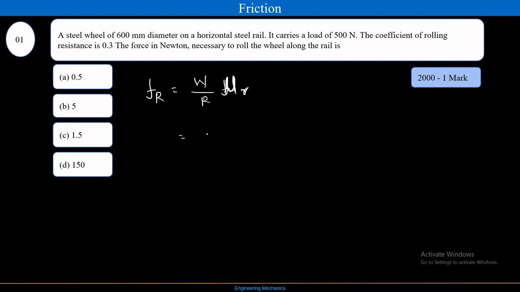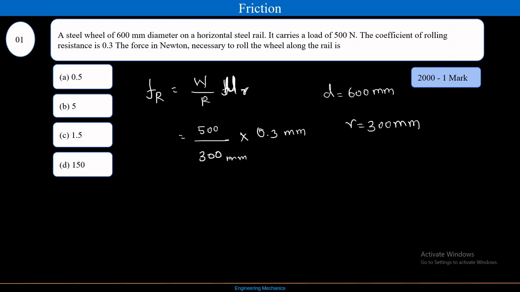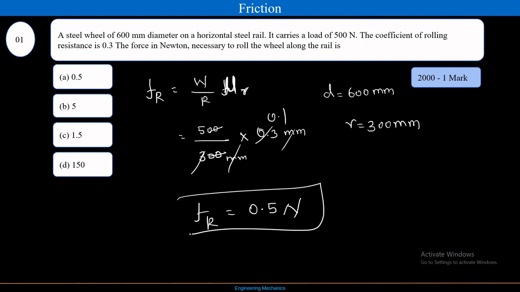According to the given data, the weight is 500 Newton. The diameter is 600 mm, so my radius is 300 mm. Divided by 300, into mu R, which is 0.3 mm. This is also mm. Here I will cancel, and this 3 will cancel, it becomes 0.1, and so it is 0.5 Newton. The mm cancels each other. So my answer is 0.5 Newton.